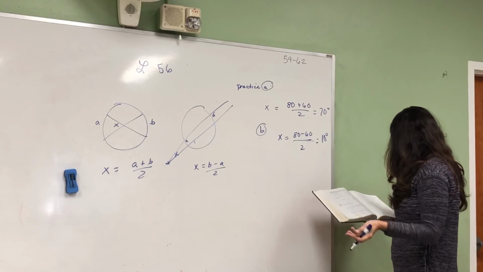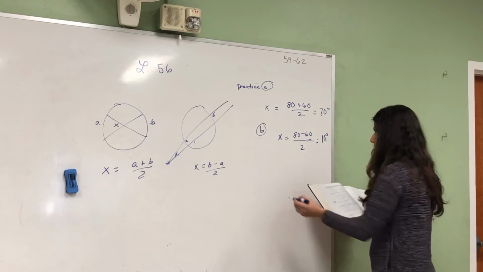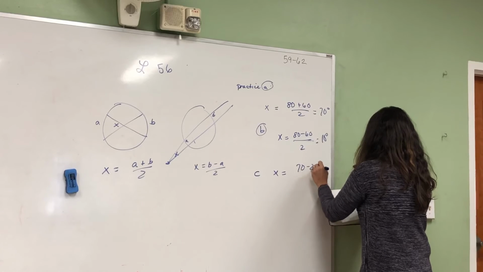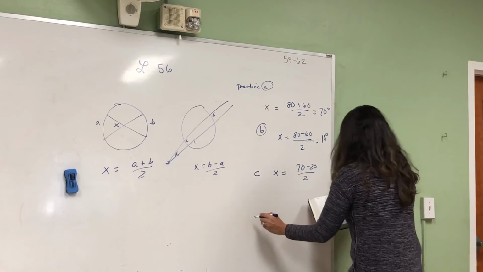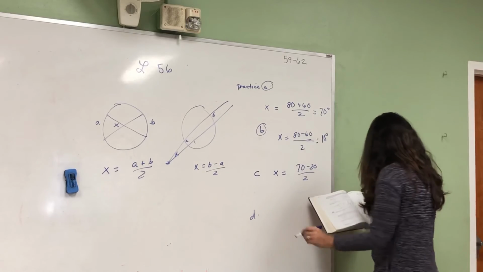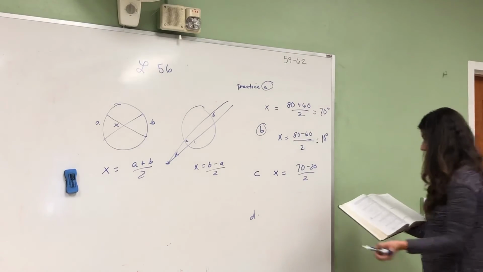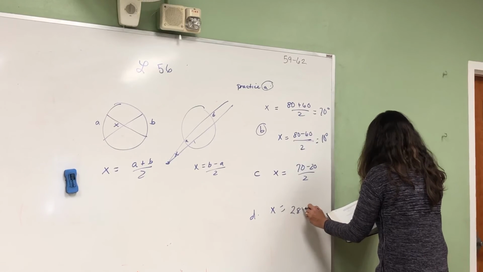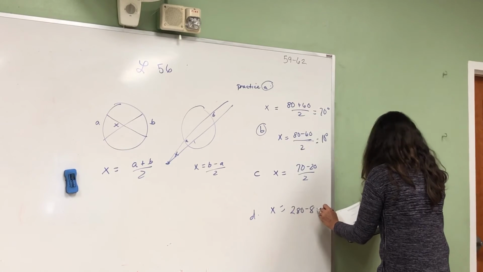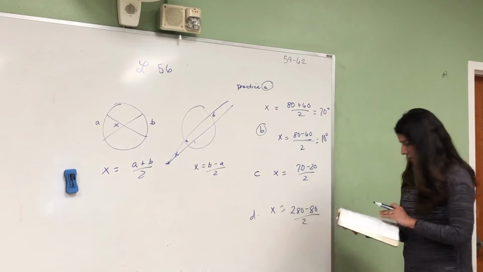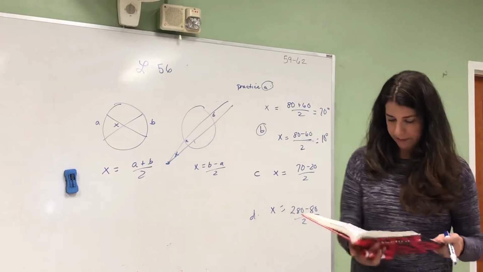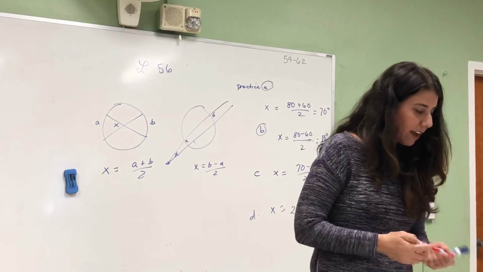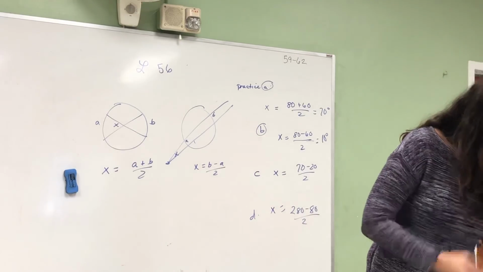Okay, C is the exact same. C would be X equals 70 minus 20 over 2, and D looks different, but it's the same. X equals 280 minus 80 over 2. Great. Seems too easy. You know, you're just too smart. That's it.